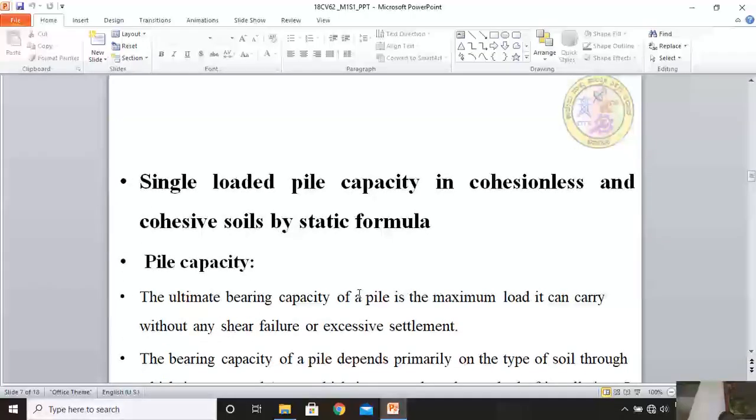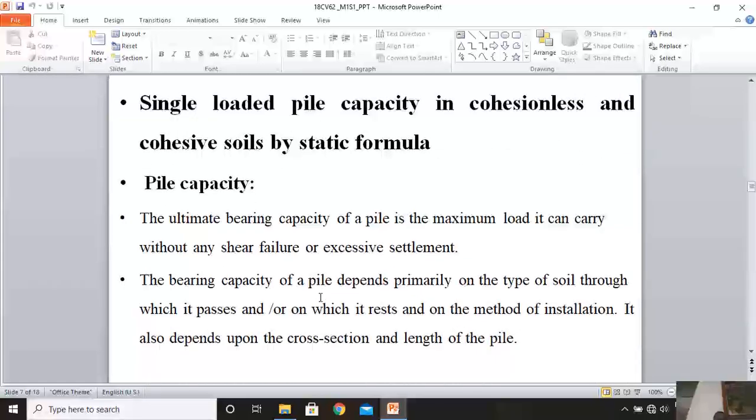Next I want to explain about single loaded pile capacity in cohesionless and cohesive soils by static formula. Now I want to explain about pile capacity. What do you mean by pile capacity? Capacity means the maximum load it carries, from the building as well as live loads, wind loads, etc., on the pile caps, where the load is carried along the length of the piles.